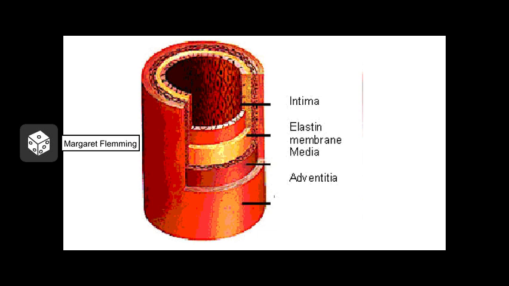This is a little blurry, but it is an image of an arteriolar wall. Again, it has the intima. There is an elastic membrane in the tunica media with smooth muscle. And then on the outside is the adventitia, or connective tissue tunica externa.